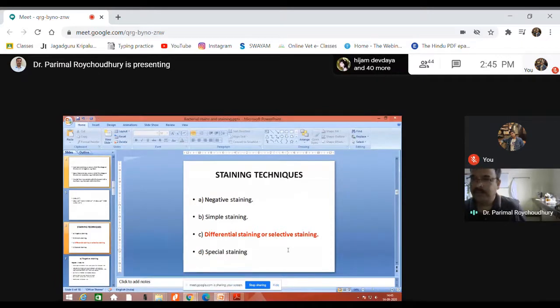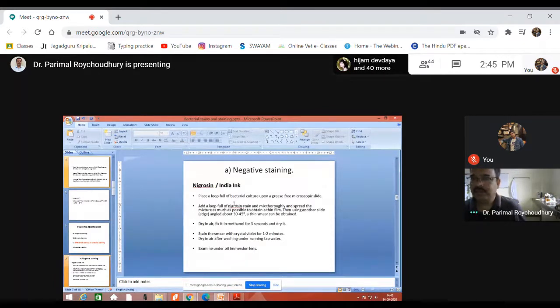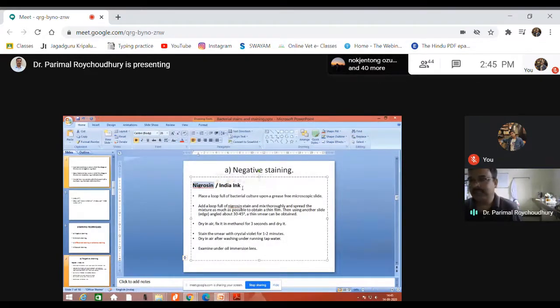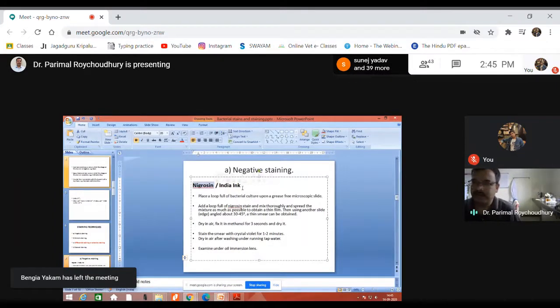Now coming to negative staining, the example you need to remember is the stain called nigrosin or India ink. These are dye compounds which are very large in size. They cannot penetrate inside the wall of the bacteria. As a result, the bacteria will not take any color. It is a negative staining, meaning the bacteria will not take color. Rather, the whole background will take the color of the stain compound, and then we can visualize the bacteria.